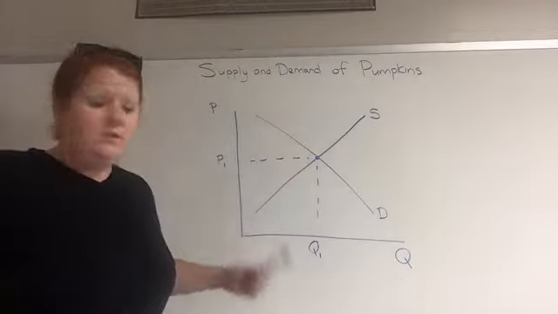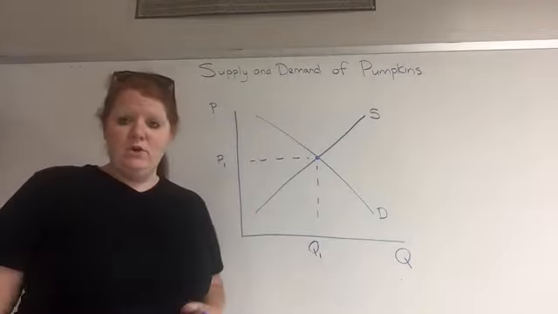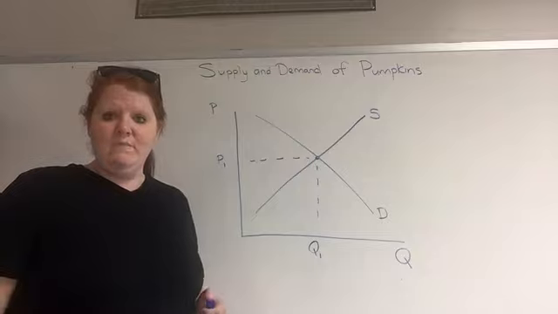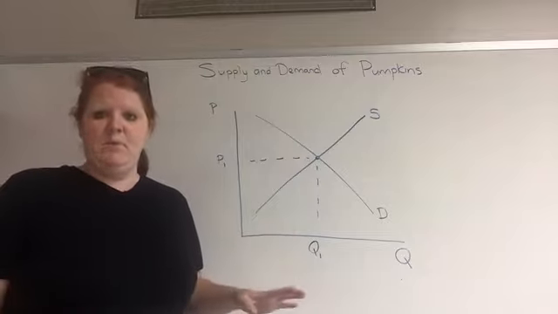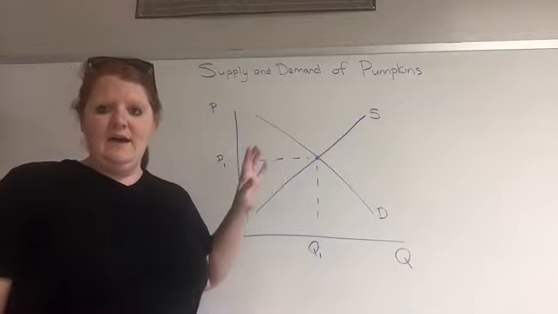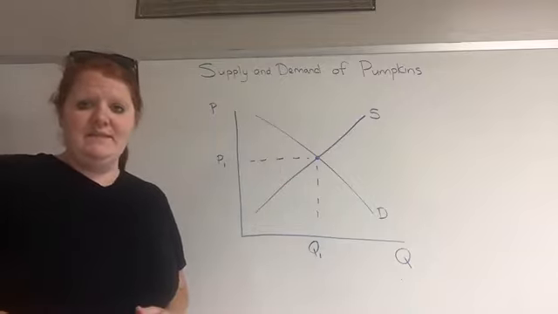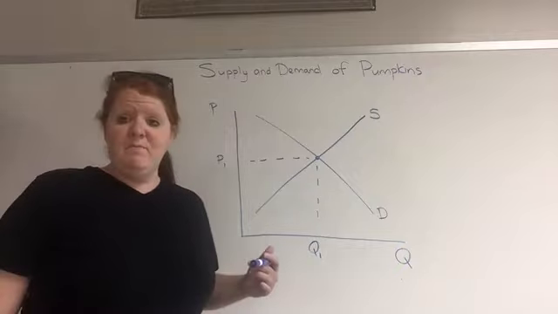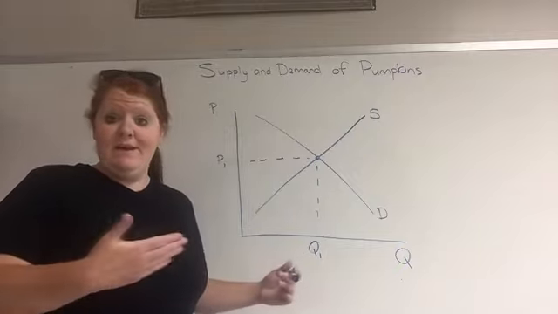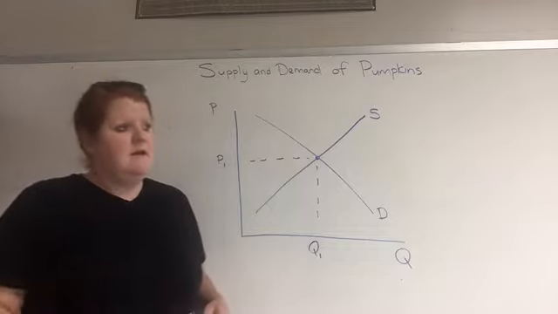The first thing you need to do is correctly label your graph. And I'm sure I've already pounded into your head how important labeling is. It's easy points on the AP exam, and you don't want to miss them. So we're going to look today at the supply and demand of pumpkins. Specifically right now, the demand of pumpkins.